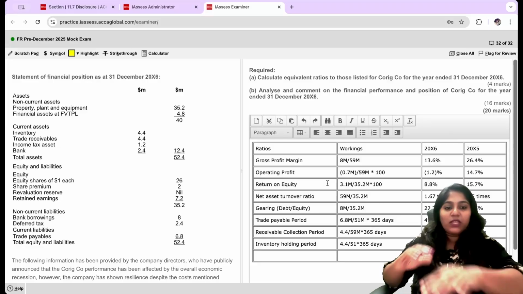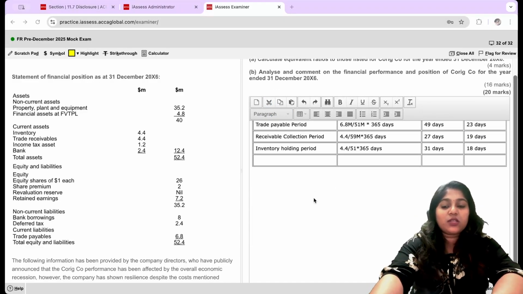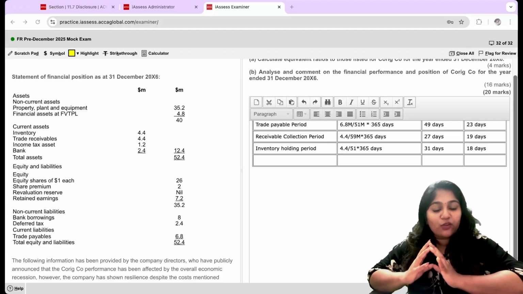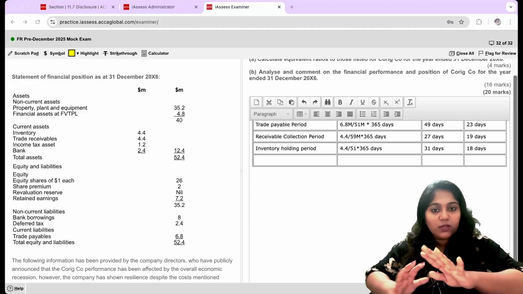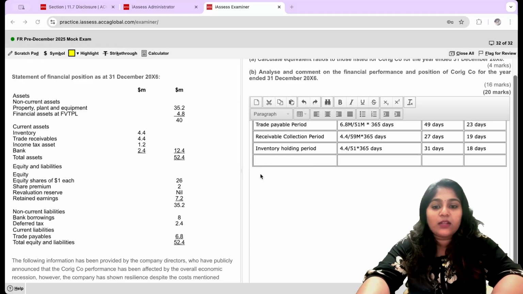Trust me, it looks very easy. Ma'am has done all the ratio calculations, so it looks very easy, but it will not fetch you any kind of marks. Trust me, only 4 marks you'll get. Analyze and comment, here is where you have to go ahead and consider.